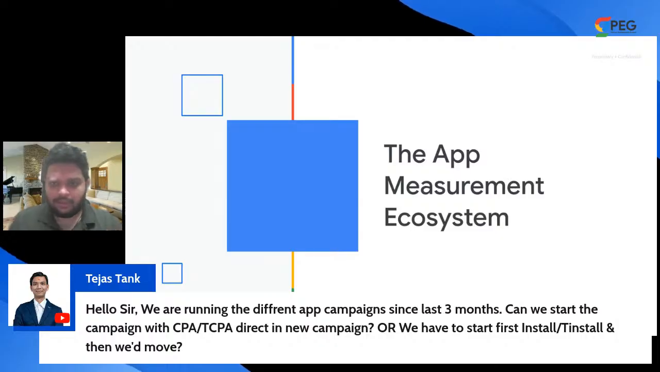Okay. It says, hello, we have been running different app campaigns for the last 3 months. Can we start a campaign with target CPA (tCPA), or direct campaigns, or do we have to...? So, Tejas, thank you for your question. I would like to understand if you have enough conversions in place. Since you're already running your app campaigns, what exactly are you running them for? Is it for installs or for in-app actions?